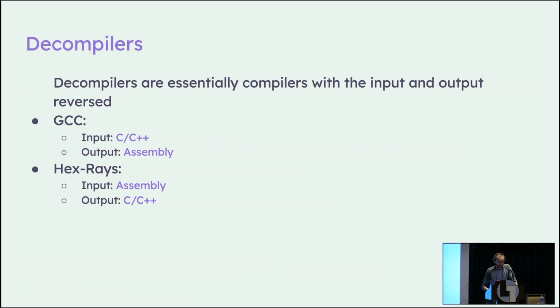Before we get into that, I do want to talk just a little bit about how decompilers work. I think the term decompiler is a little bit of a misnomer, because it implies that it's working by reversing the steps that the compiler takes. It's really not. A decompiler in its simplest form is just a compiler with the input and output reversed. This is an oversimplification, but imagine GCC is a compiler where C is the input and assembly is the output. Hex-Rays is just a compiler where assembly is the input and C is the output.